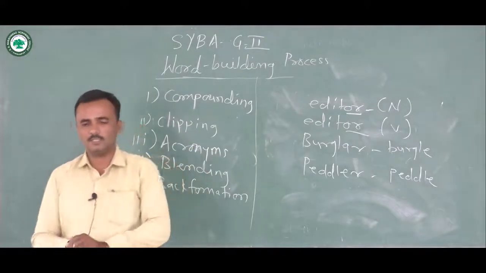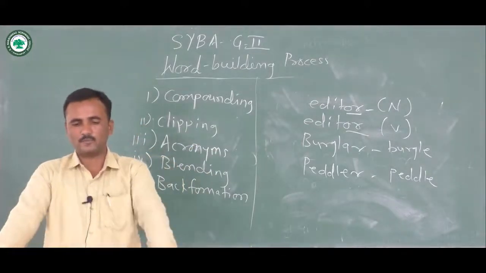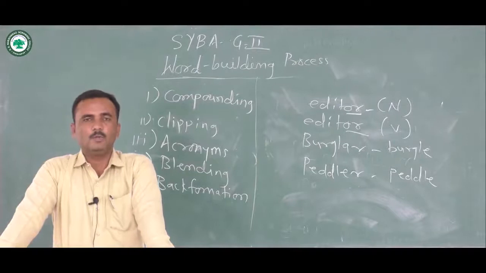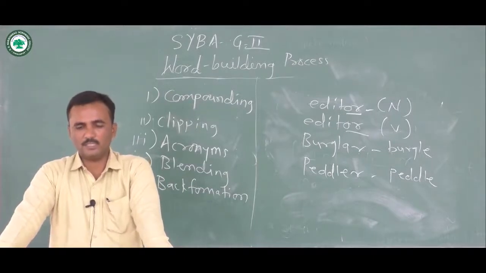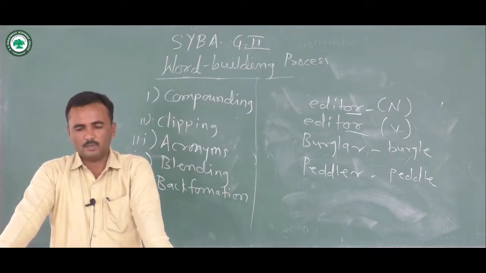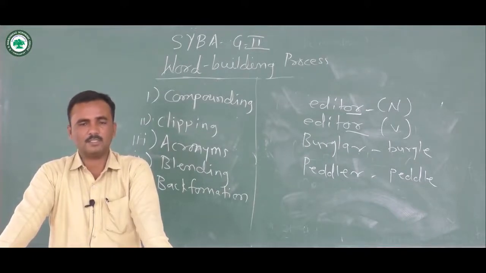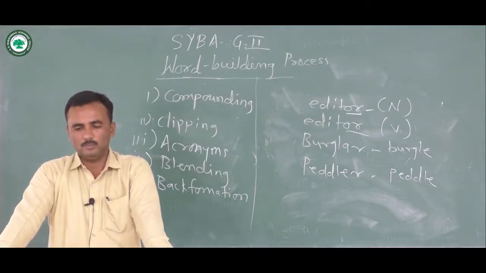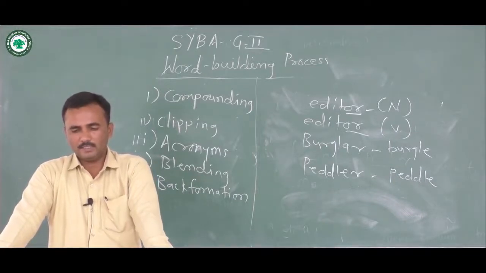Back formation is the process where new words are formed. For example, donation can become donate, emotion can become emote, option can become opt. So option, emotion, donation, resurrection, these are nouns and they can become verbs as donate, emote, opt and resurrect.